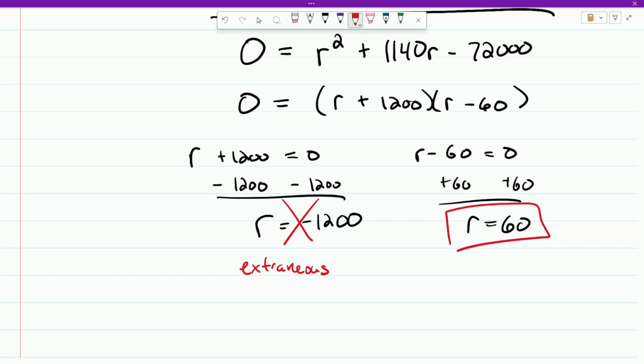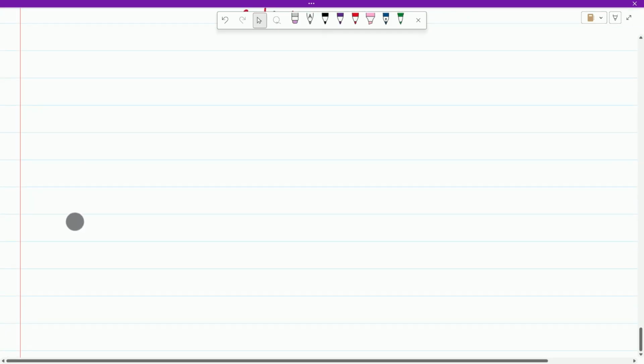Okay, so I hope this makes sense. It was a little bit different from what we're used to because of the +1 thing. Okay, now we have one more problem. So let's go ahead and get set up for that.